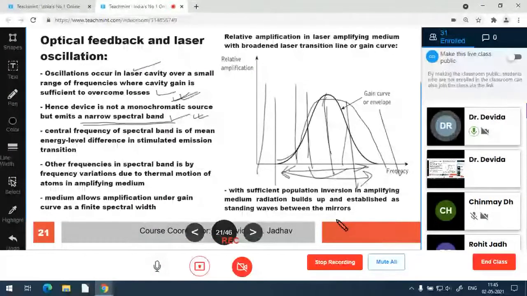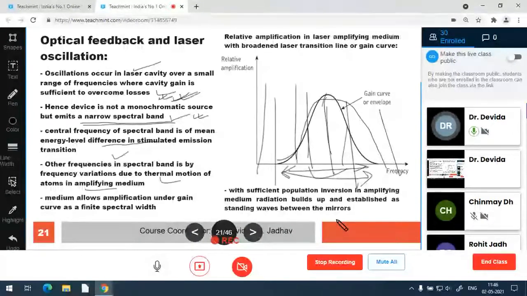The frequencies are very few, like 10, 5, 10, 7, 8 frequencies. So these are very narrow band, so we can assume it as monochromatic. The central frequency of the spectral band is the average of the energy level difference in stimulated emission radiation. Other frequencies in the spectral band arise by variation due to thermal motion of the atoms in the amplifying medium.